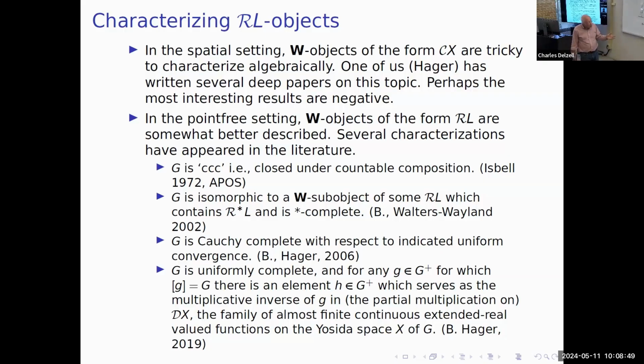There is yet another convergence, this time called indicated uniform convergence, for which Tony and I proved that completeness gives you all of R of L. This is a distant cousin of relative uniform convergence and is equivalent to ordinary uniform convergence on some canonical quotients.